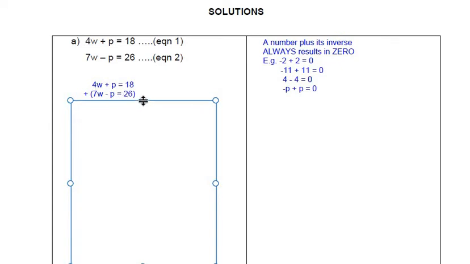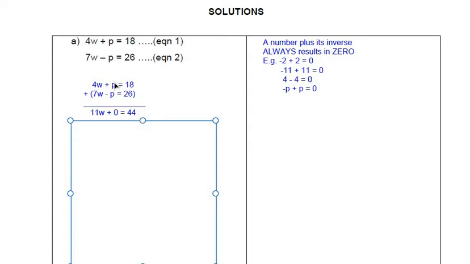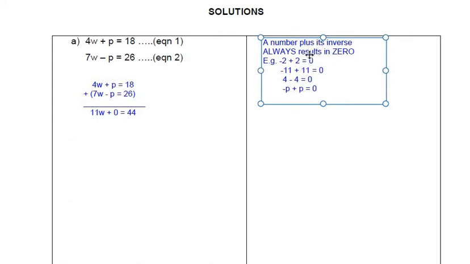4W plus 7W gives us 11W, very good. And positive P plus negative P gives us 0. A number plus its inverse always results in 0, meaning if you have the negative of a number and add it to the positive of the same number, or even a variable, it always results in 0. Here are some examples that I highlighted for you. Positive 4 plus negative 4 gives you 0. Minus 2 plus 2, two different signs, the same number, one is the inverse of the other, it results in 0, very good.